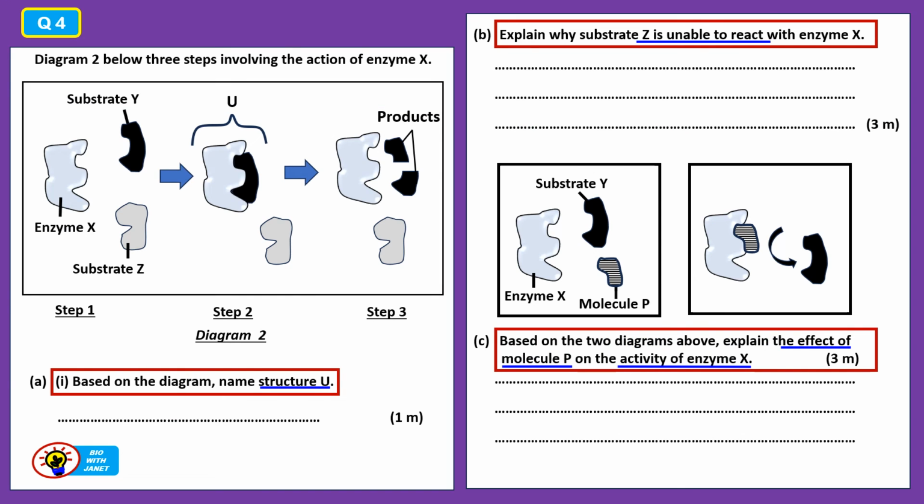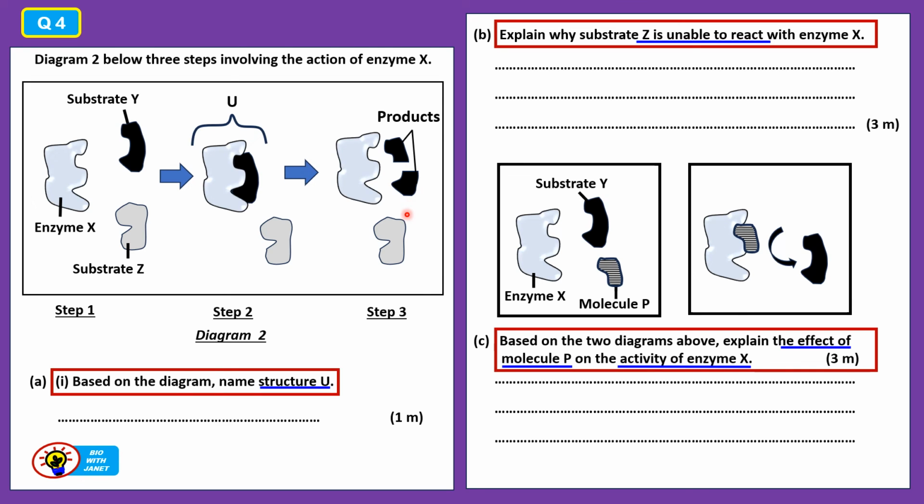Okay, there's one more question here, which is very important too. So I'll finish up with this one. Question 4. Diagram 2 below shows 3 steps involved in the action of enzyme X. Here we have an enzyme X, and we have the substrate Y and another substrate Z. Then substrate Y fits into enzyme X. And after that, products are formed, right?